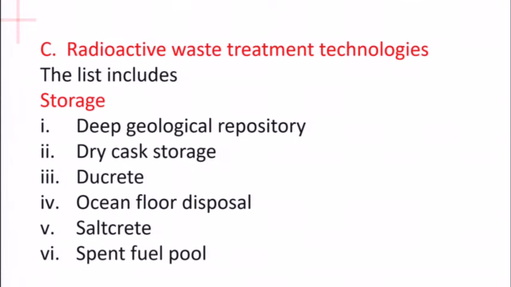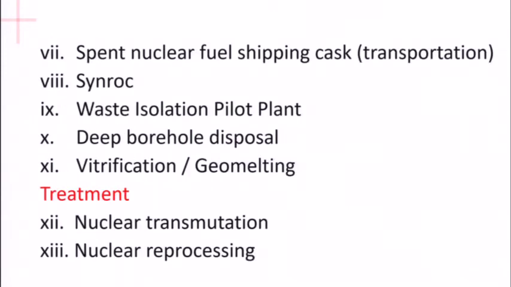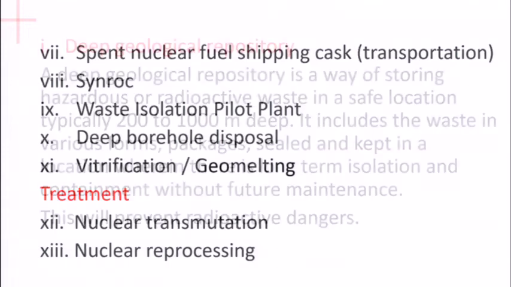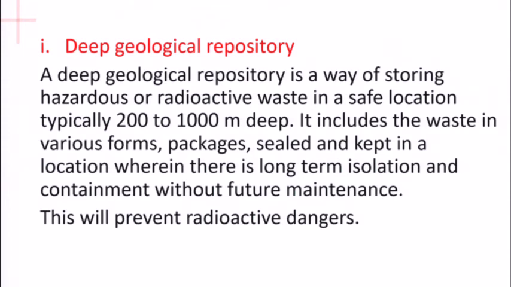The list includes storage based: deep geological repository, dry cask storage, Ducrete, ocean floor disposal, saltcrete, spent fuel pool, spent nuclear fuel shipping cask, synroc, waste isolation pilot plant, deep borehole disposal, vitrification and geomelting. The treatment would include nuclear transmutation and nuclear reprocessing. Now, let us see each of these in detail.